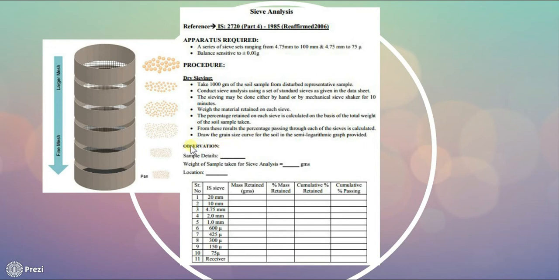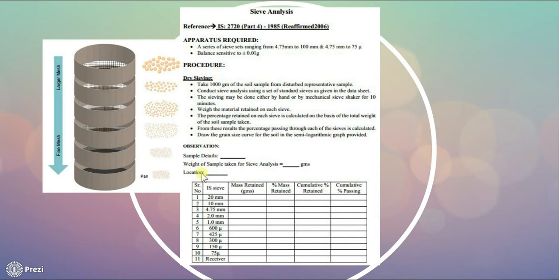First of all, let us see how to write observations. Sample details, weight of sample taken for sieve analysis. Here we have taken 1000 gram, or we will take 500 grams, or accordingly we will write the weight here. Then location. Now this is the observation table or the data sheet. Here serial numbers are there. IS sieves starting from 20 mm to 75 micron are there.